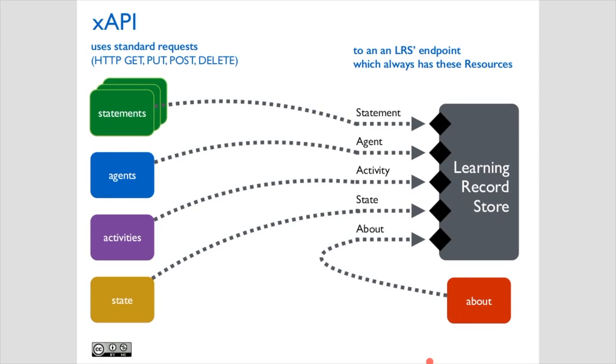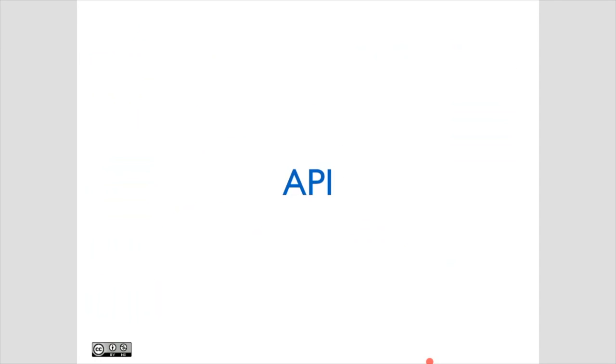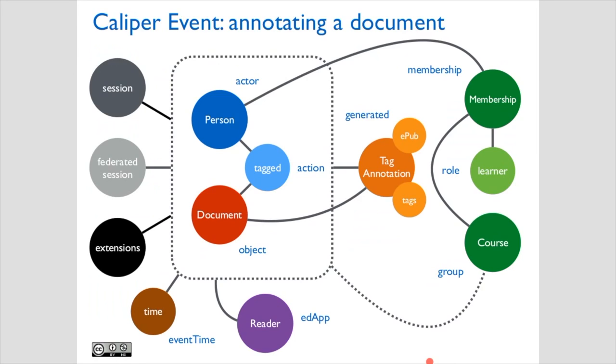Going back a few Caliper slides, it appears that profile info is part of the core triple. You show a video object, as opposed to xAPI, which seems to have the core more abstract. Is this accurate? Was that okay? Did you get that? Yeah, Aaron.